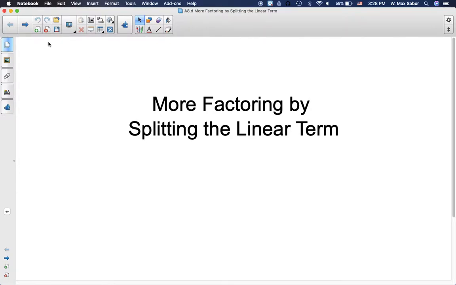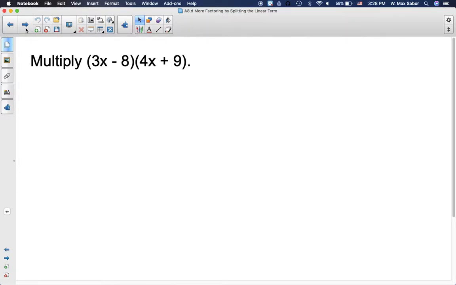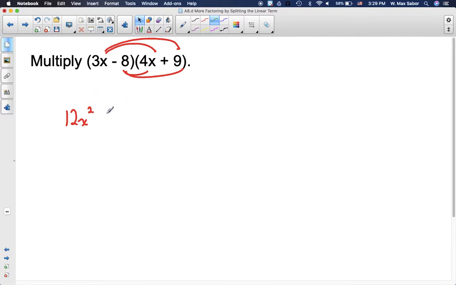More factoring by splitting the linear term. So when we multiply polynomials, what happens is we end up with 3x times 4x is 12x squared. 3x times 9 is 27x. Negative 8 times positive 4x gives us negative 32x. And then negative 8 times positive 9 is negative 72. So this gives us 12x squared minus 5x minus 72.